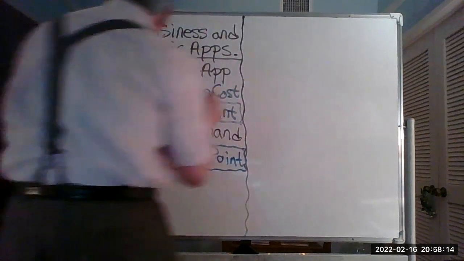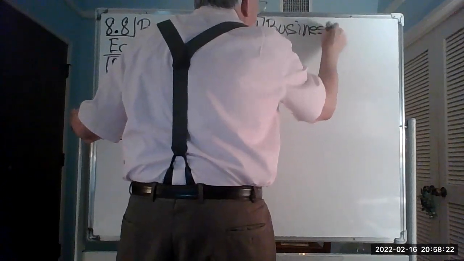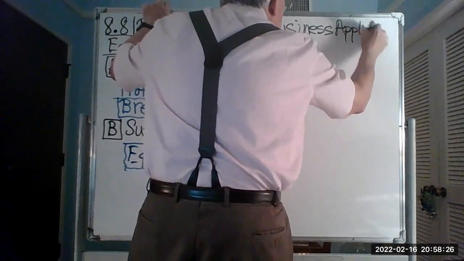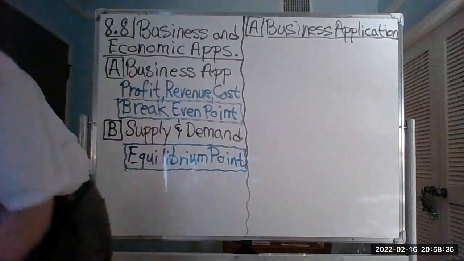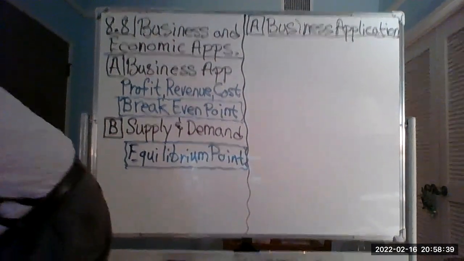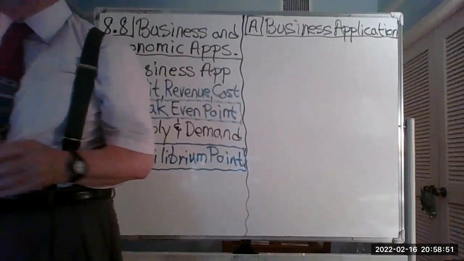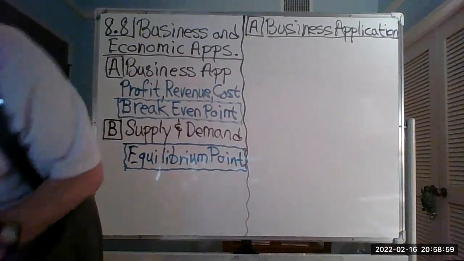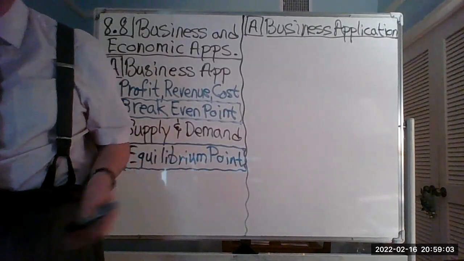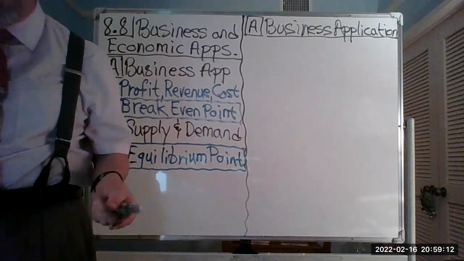Okay, so let's do the business app first. The business application. And once again, the KISS principle applies. Okay, so for the business applications, there's no special formulas. We're just talking about basic common sense concepts. In a business, you're setting up a small business, you're making something, you're selling it in some store or maybe your own store. And ultimately, you want to make a profit so you can make some money.